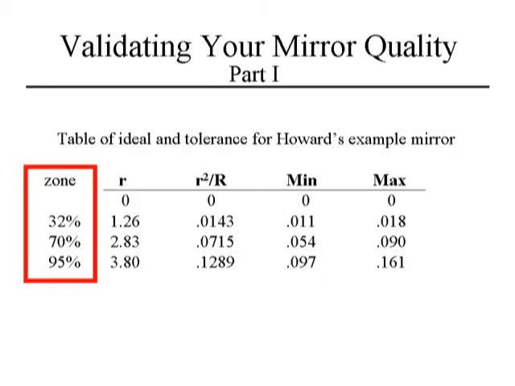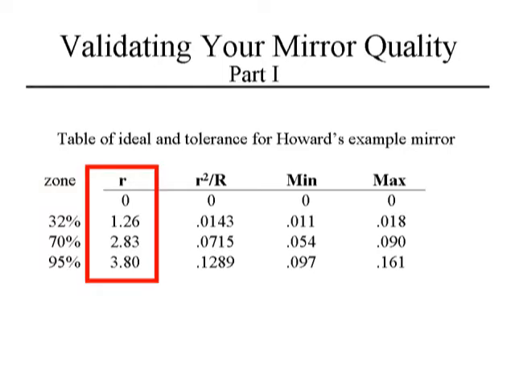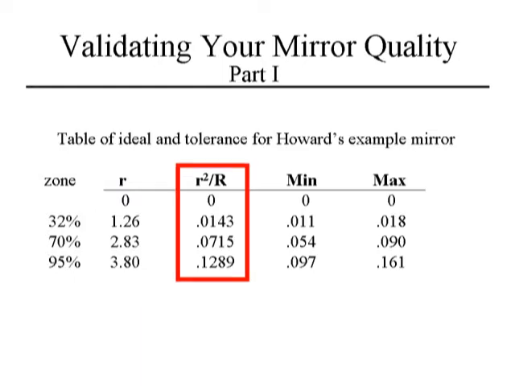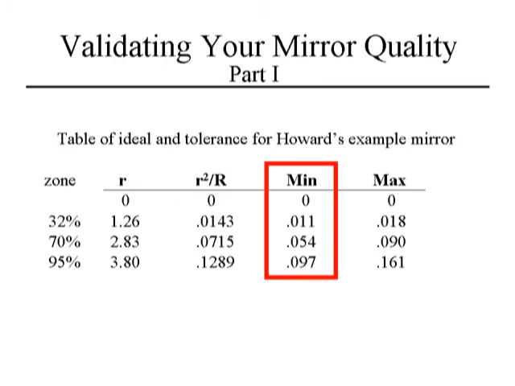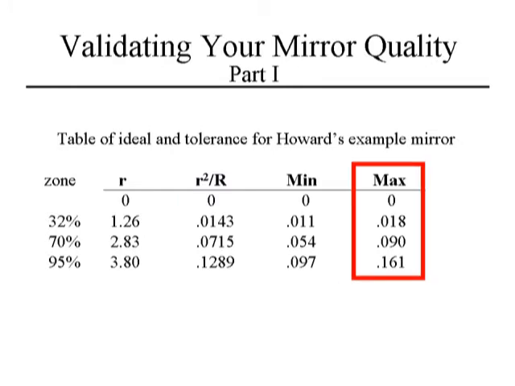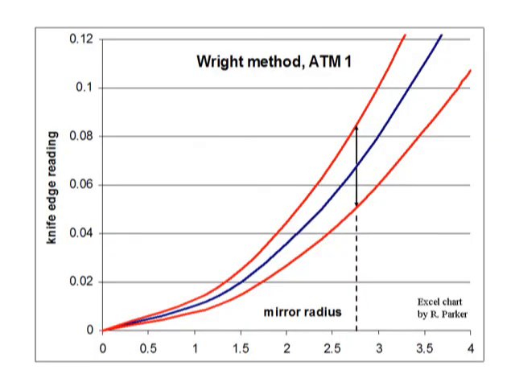All you have to do is come up with 3 or 4 zones. If it's a long focal ratio mirror, 3 or 4 zones is plenty, because you can qualitatively tell by looking at it that it's smooth. So you've got your 95% zone, your 70% zone, your center zone, and something in the middle. You calculate what your r squared over r is supposed to be. That's what your ideal knife edge position should be. And then you have r squared over r minus 25% for each one of those, and r squared over r plus 25% for each one of those. And you end up with a min and a max tolerance. If you graph that min and max tolerance, it's going to look like this.